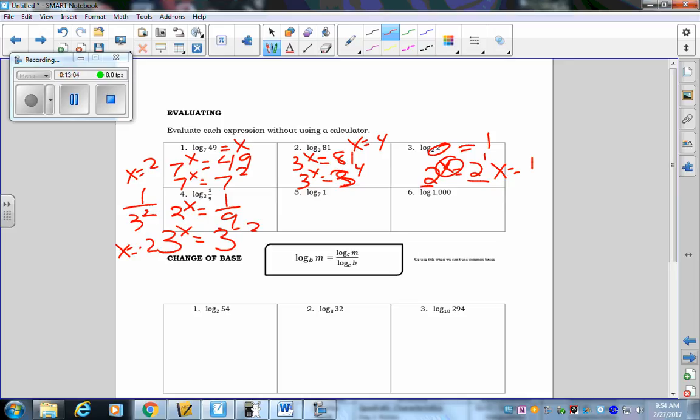Okay, here's that other magical thing. So before we said log base b of b equals 1 always. Well, in this case, log base a number of 1 equals what? So let's take a look. So 7 to the x equals 1.